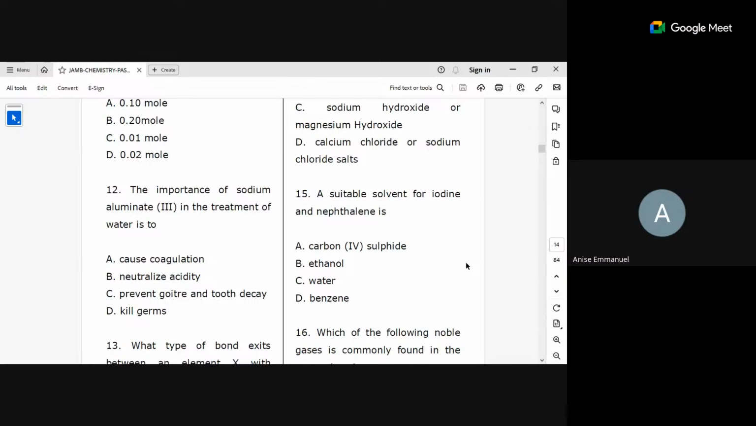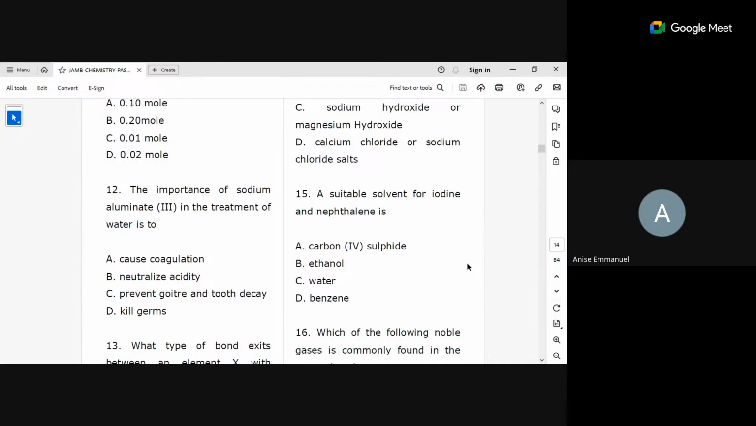Now, once you understand this, water is a solvent, ethanol is a solvent, benzene is a solvent. So which one will be useful in dissolving iodine and naphthalene? The answer is not water, and it's not benzene. The answer is ethanol. If you use water to dissolve iodine, even if you are using hot water, it will vaporize. If you have seen iodine crystals, they vaporize. So are we going to use water? No. The answer is ethanol.